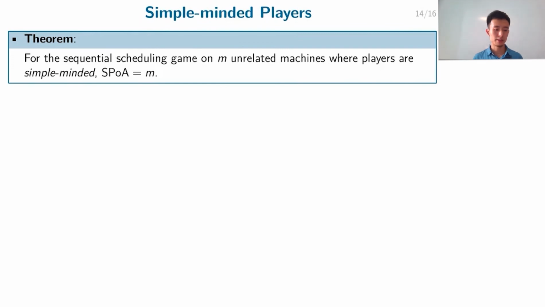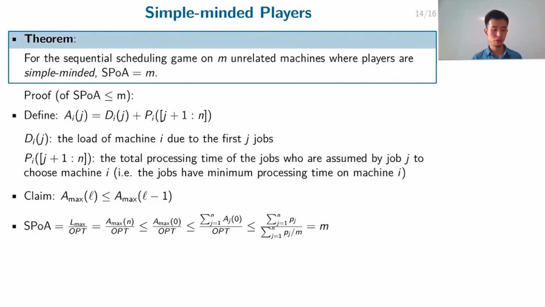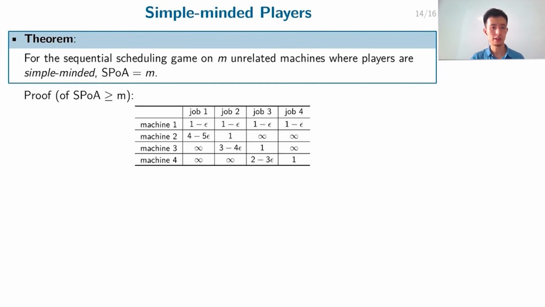For the simple-minded players model, we show that the SPOA is exactly m. The proof is quite simple, so I just skip this part. Here is the upper bound for the SPOA, and here is the lower bound for the SPOA.